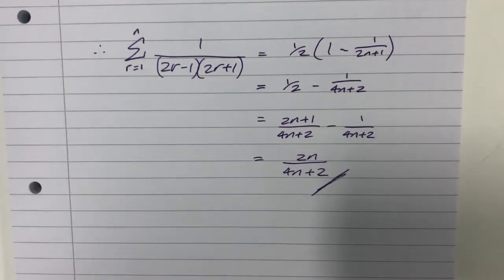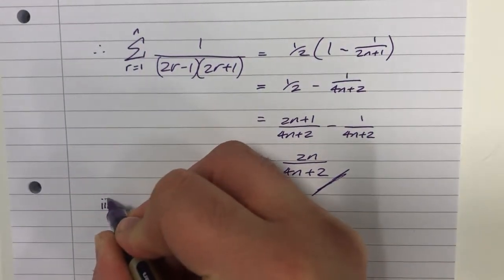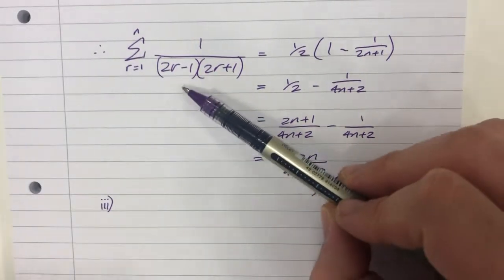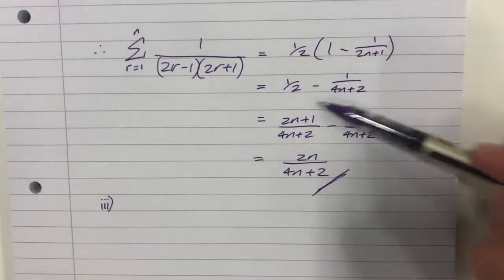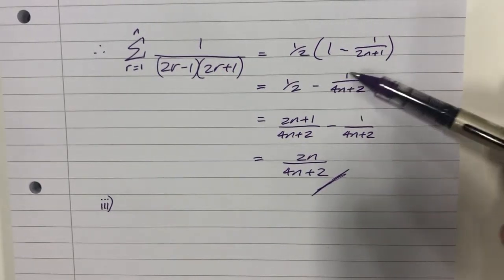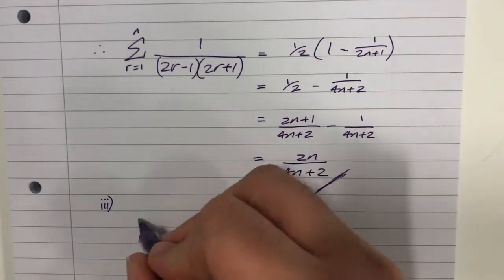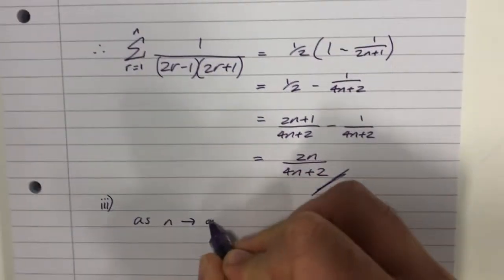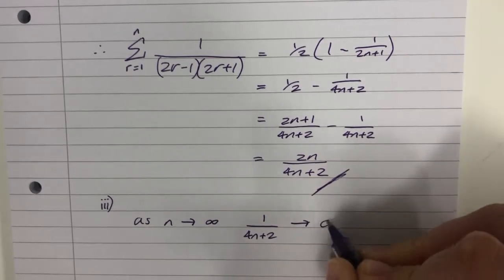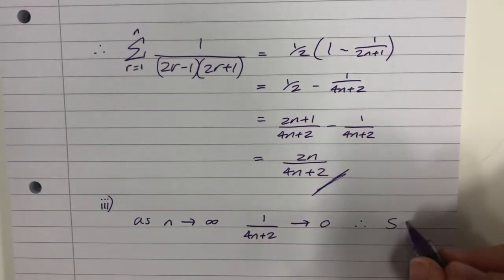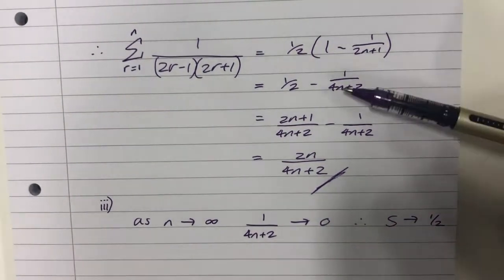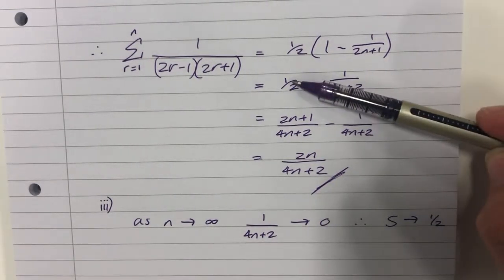Okay. Part 3 of the question was to state what value this series tends towards as n tends to infinity. And if I go back to this one, rather than this line, it's easier to see, as n tends to infinity, this fraction is going to tend to 0. So as n tends to infinity, 1 over 4n plus 2 is going to tend to 0. Therefore, the sum is going to tend to a half. Okay, so that's going to go to 0, so I'm left with a half.